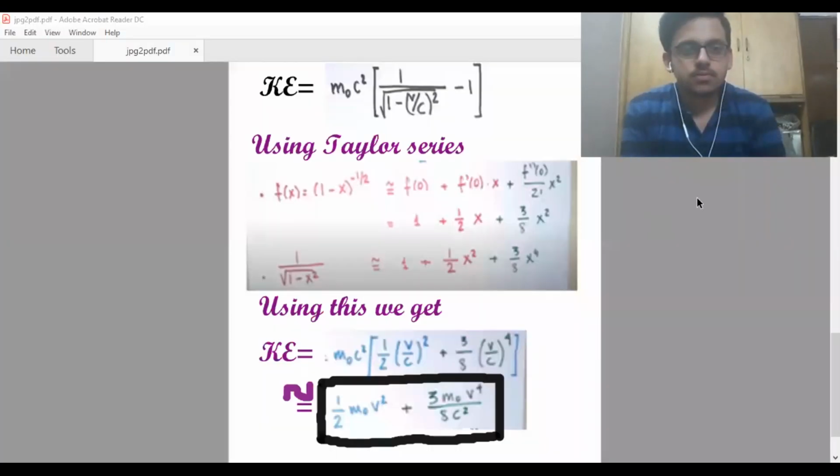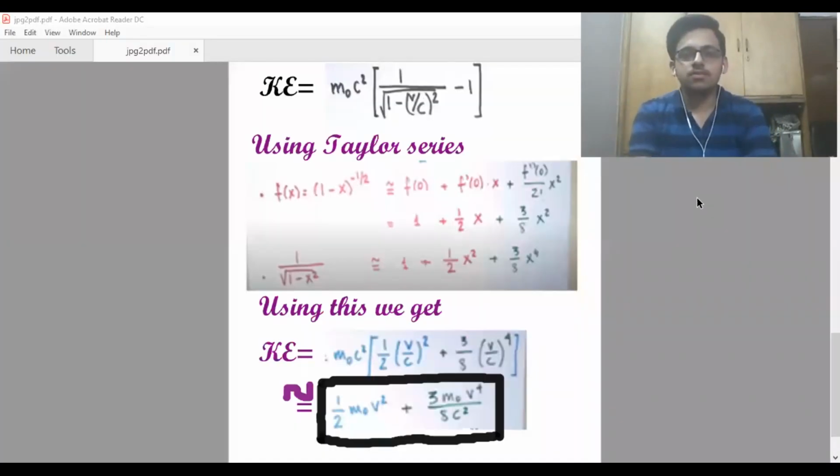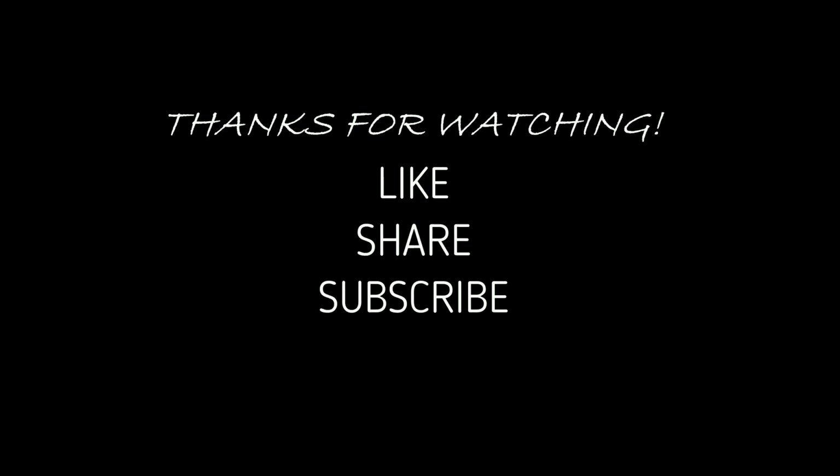The further we move into the series, the closer we get to the actual value of kinetic energy, which is given by m naught c squared into [1 upon the square root of 1 minus (v by c) whole squared, minus 1]. But it would be much better to use this kinetic energy formula rather than moving more and more into the series.